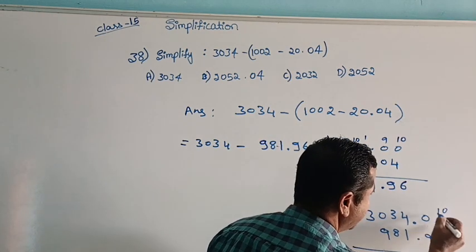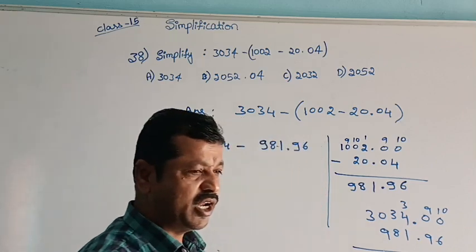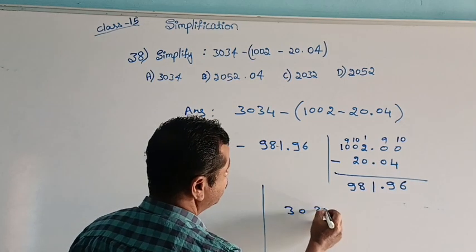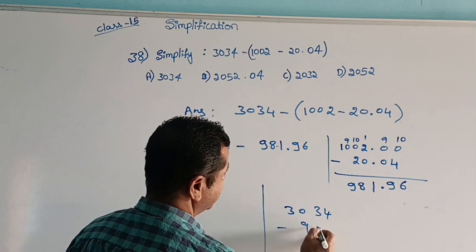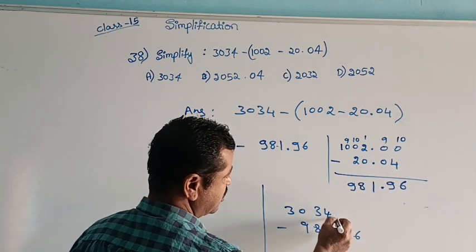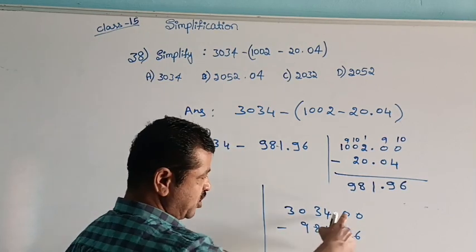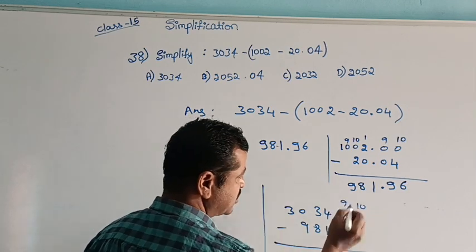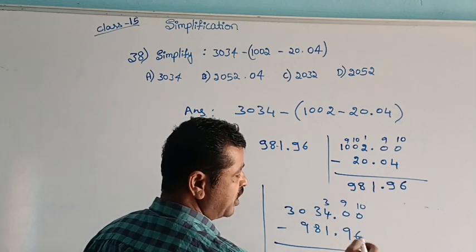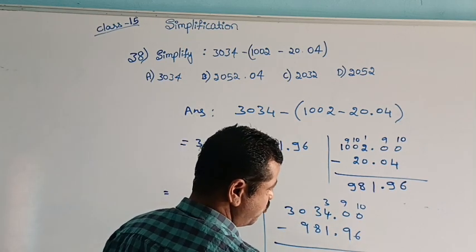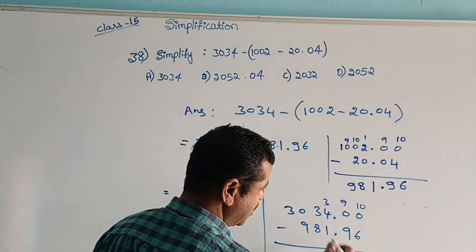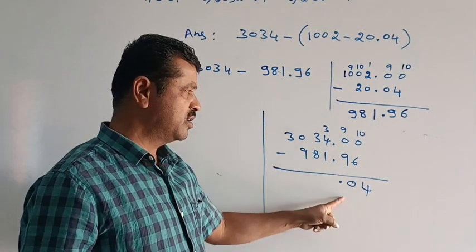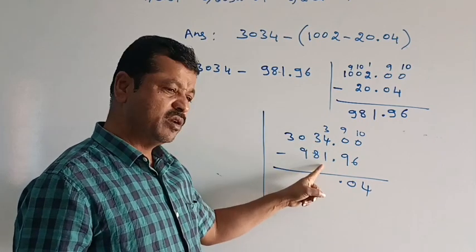3,034.00. This is 10, this is 9, this is 3. Cut it and subtract again. 3,034 minus 981.96. 0.00, a zero has no value, okay? This is 10. This is 9. This is 3. Okay. 10, 6, subtract 4. 99. 0.31.